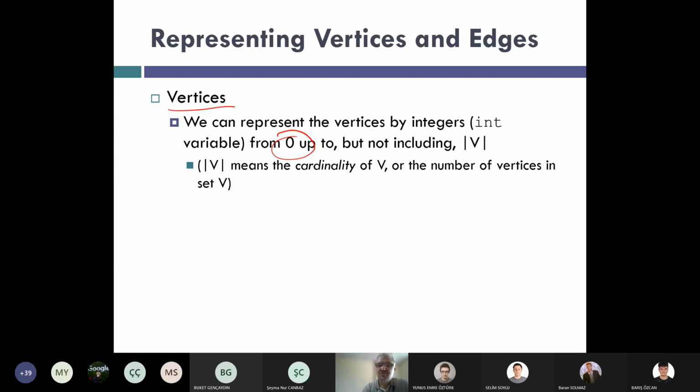from 0 to v, but not including v. This is the number of vertices. We usually call it n. The number of vertices, we are going to use n for number of vertices. And for number of edges, we are going to use m. Okay. So the vertex indices are from 0 to n minus 1, actually. Okay. So we can traverse, iterate through these integers to iterate through vertices.